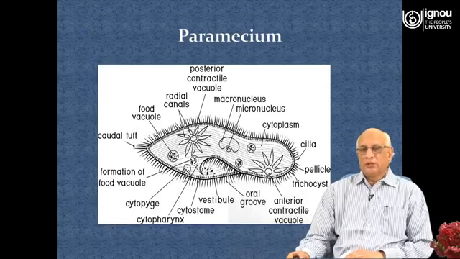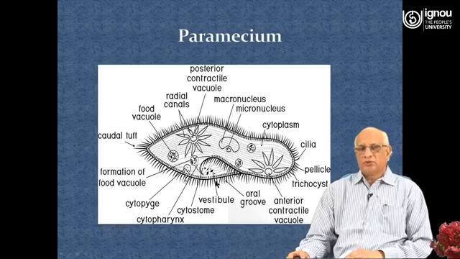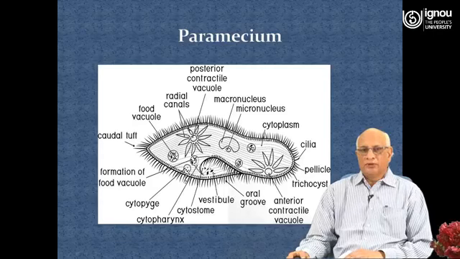Then you write the classification: phylum, class, order and genus. If you are aware, you can write why it is under Protozoa, as it is a unicellular animal. Then why it is in class Ciliata: because cilia are present. Then the genus and the species. The species is not required at the time of identification.